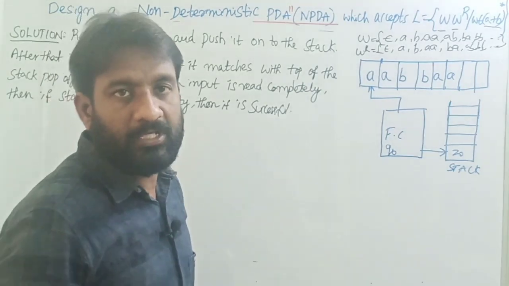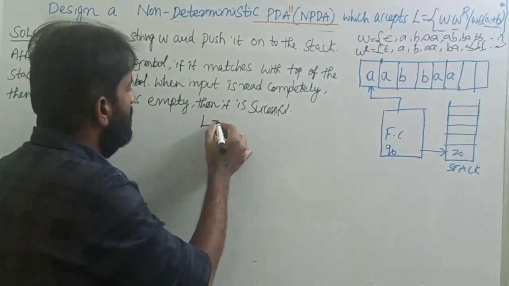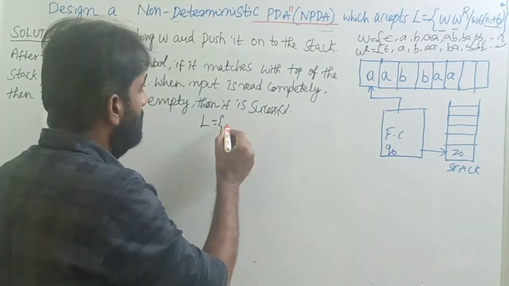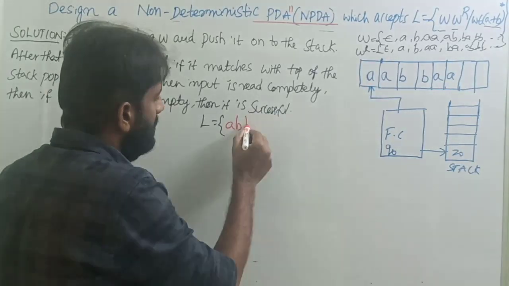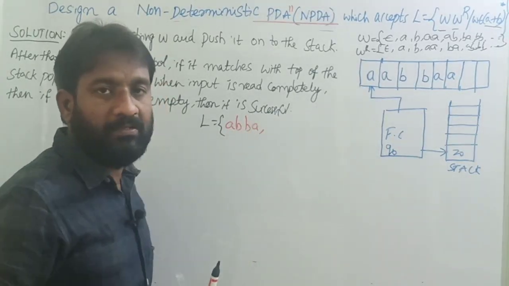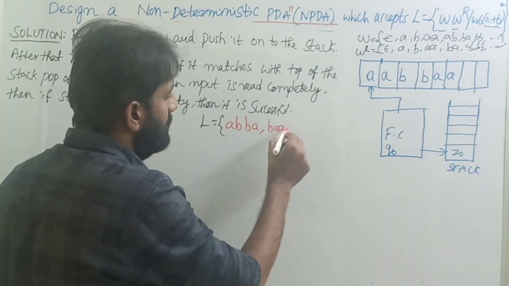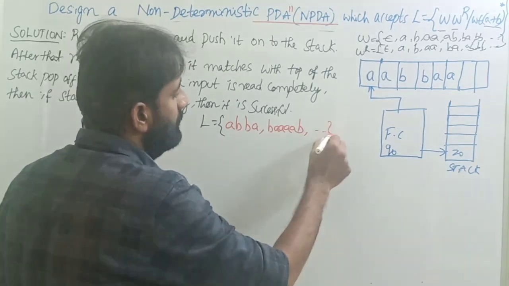Now let me write what the possible strings over this language L are. For example, if I take AB as the string, what is the reverse of the string? BA. Then if I take BAA as the string, what is the reverse of the string? AB, and so on, this type of strings.